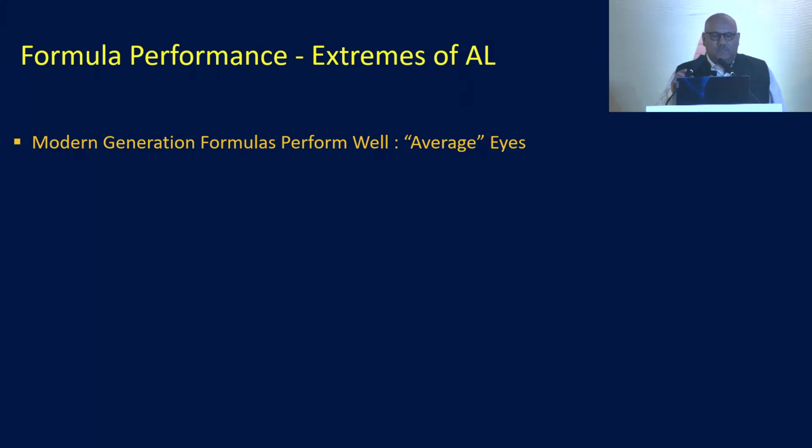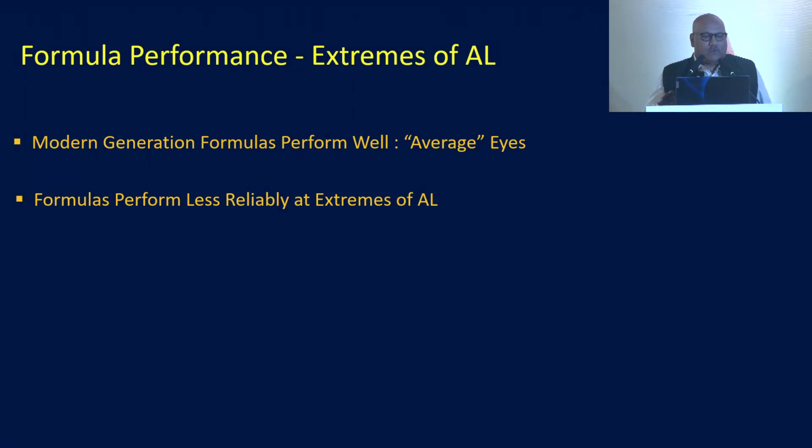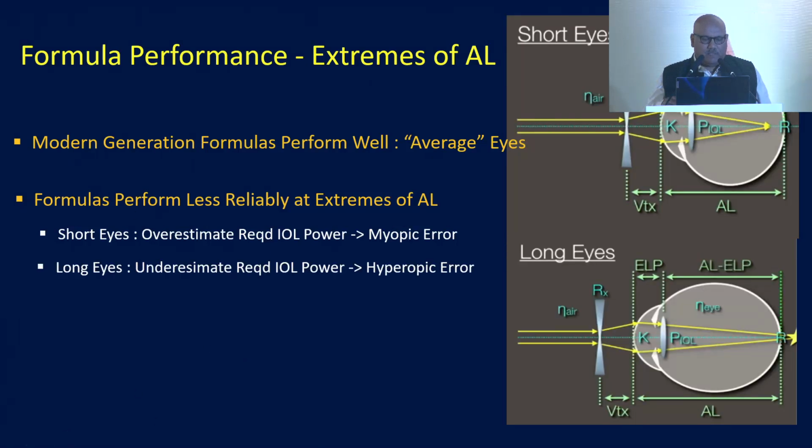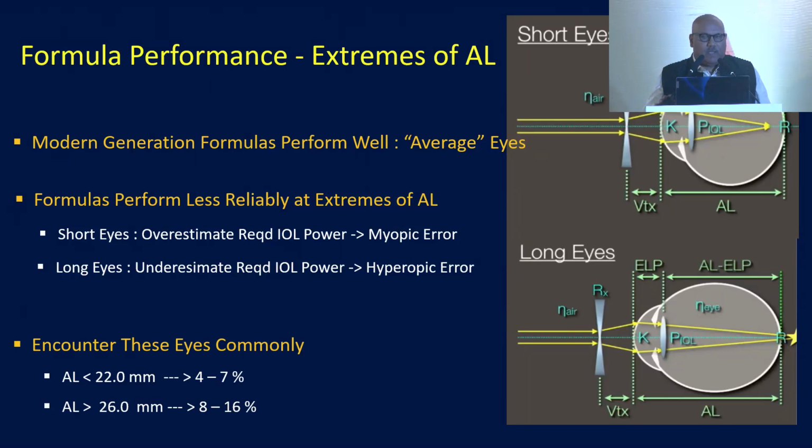So what are the formulas that are popular for the extremes of axial length? For the routine axial length, any new formula is going to do well. There's not much of a choice for us. However, formulas perform less reliably at extremes of axial length. Short eyes, they overestimate the required IOL power, resulting in a myopic error. Long eyes usually result in a hyperopic error. And these patients with high myopia or high hypermetropia are not very uncommon.